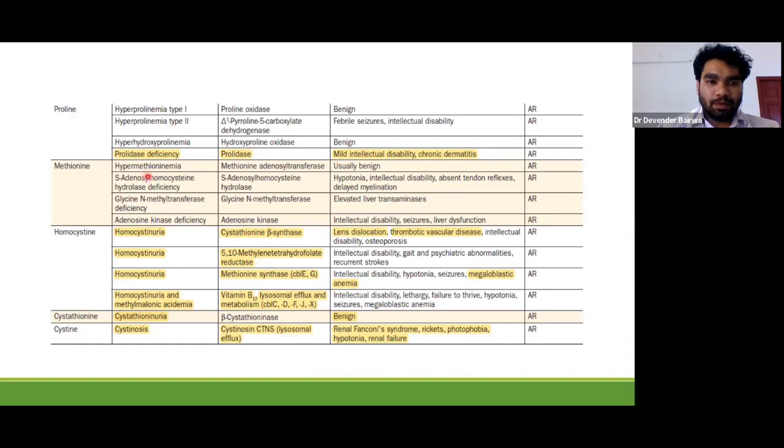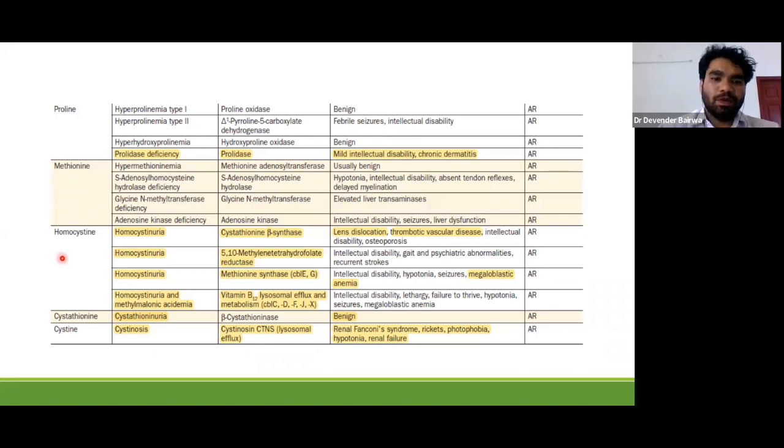I have highlighted prolidase deficiency because of deficiency of the enzyme prolidase, which leads to high levels of proline, and which actually presents with mild intellectual disability and chronic hepatitis. As a rheumatologist, I can tell I have seen many patients of prolidase deficiency whose clinical picture actually appears like SLE patients. Then there is methionine, and then homocysteine.